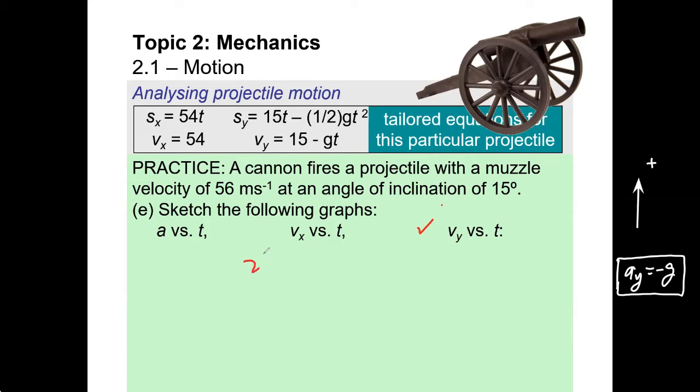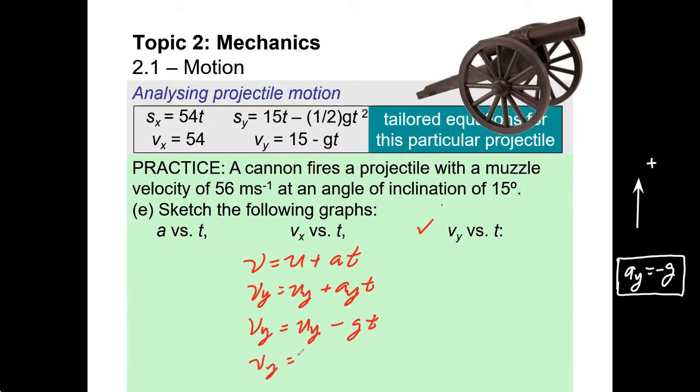The velocity formula v equals u plus at. Y component: vy equals uy plus ay t. Since we choose upward positive, acceleration due to gravity is downward. So vy equals uy minus gt. Let's plug in the values. Initial velocity in y component is 15 and g is 9.81, so 15 minus 9.81t. Let's plot the graph. Initial velocity in y component is 15. We need to find the time here.